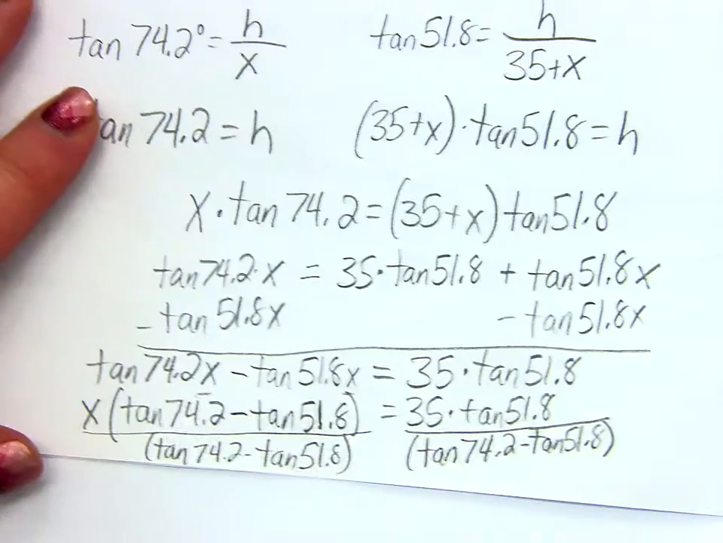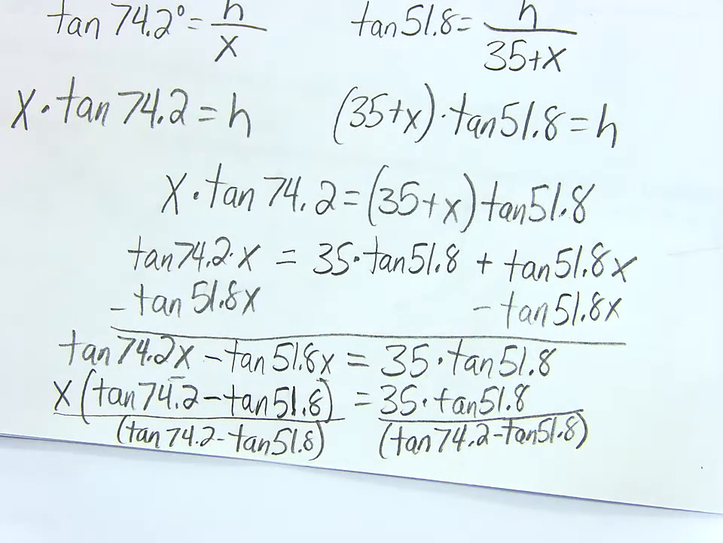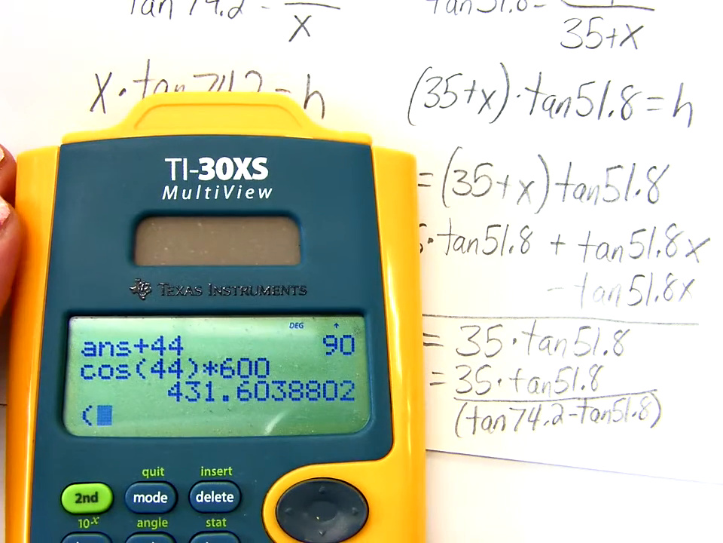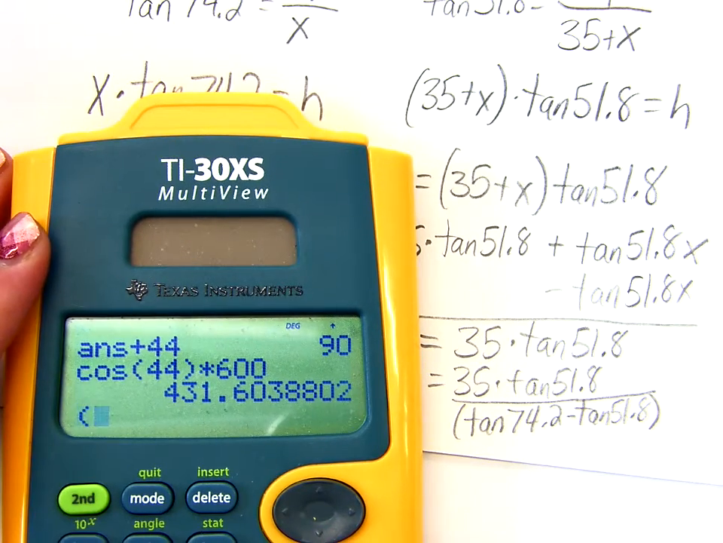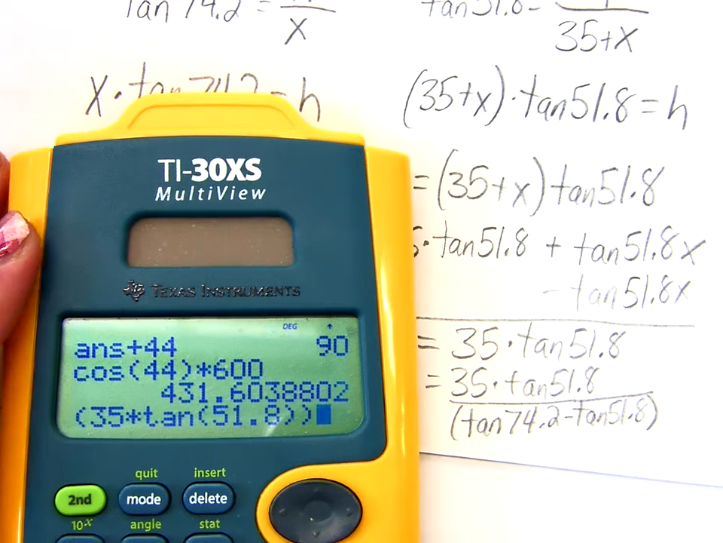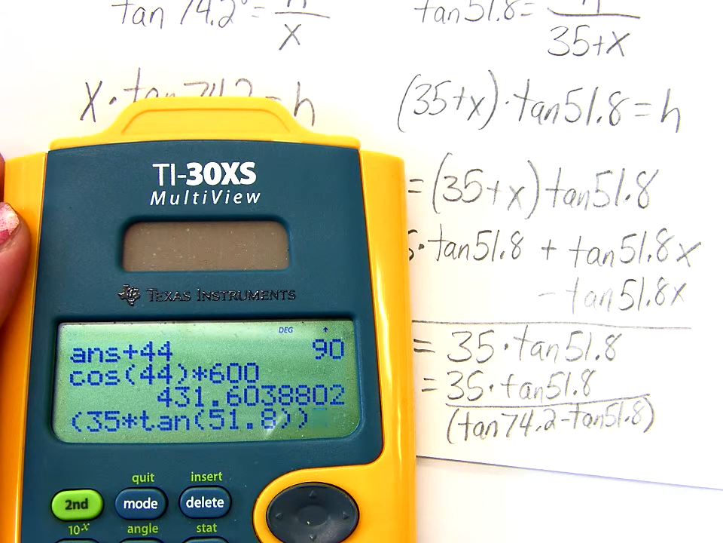Be careful. When you type this in, if you're going to do it all in one shot, you've got to put parentheses around your entire numerator. So I'll show you how I'm typing it in. I don't know if we can get it both at the same time. Yes, we can. Look at that. So parenthesis 35 times the tangent of 51.8. Close the parenthesis for tangent and then close the parenthesis for my numerator.